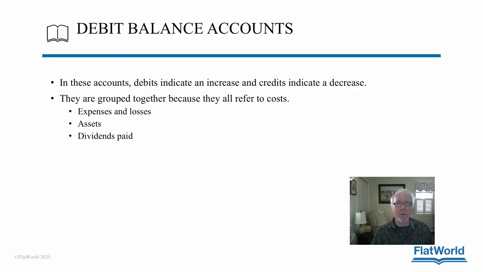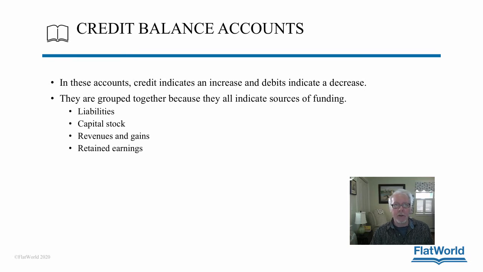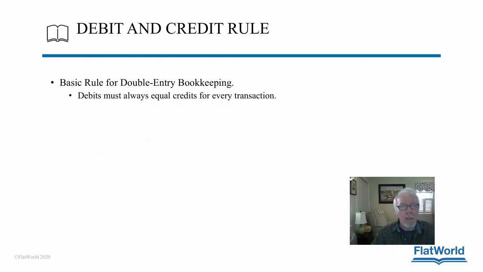Okay, we talked about debit balance accounts, just as I showed in my roadmap. These are the pinkish orange ones. The credit balance accounts, these are the greenish ones. These are the ones that are our friends. They indicate inflow of funds to us. Okay? So now we come up with a basic rule.